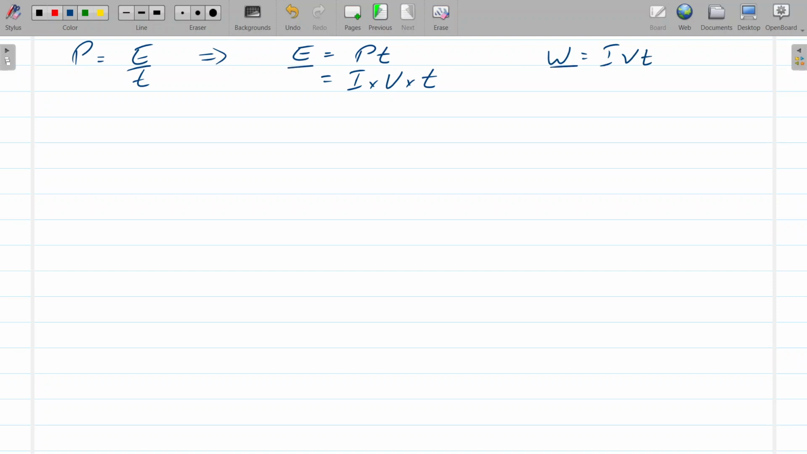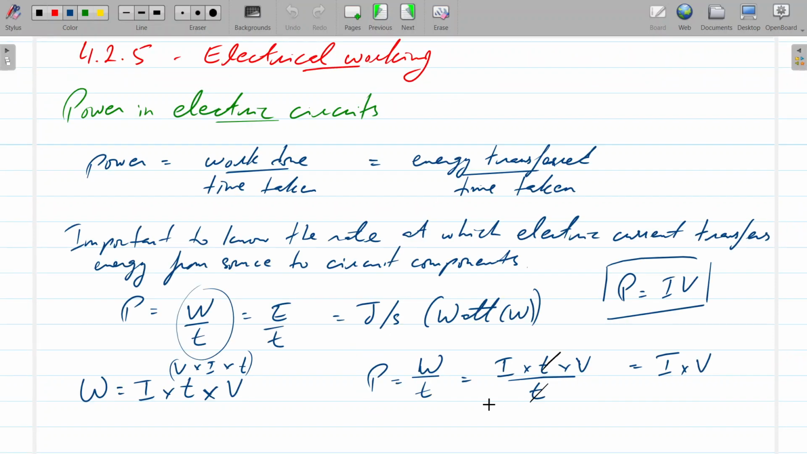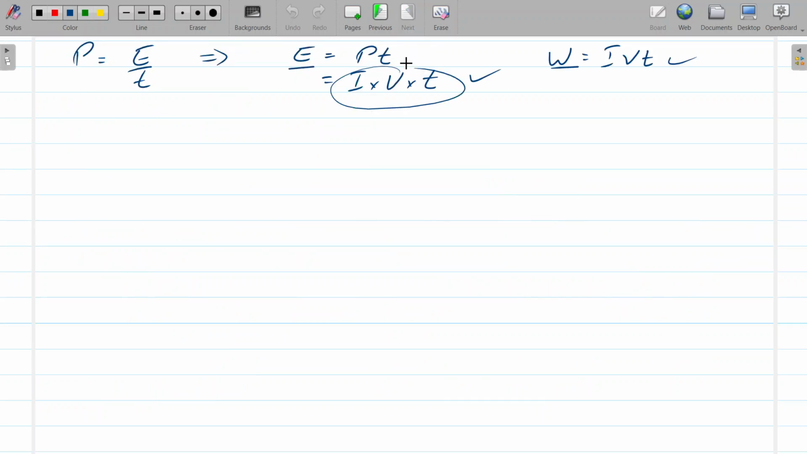They're both in joules, right? So not surprisingly, we got the same thing again, just as work we substituted over here. Not surprising. Expected, in fact.